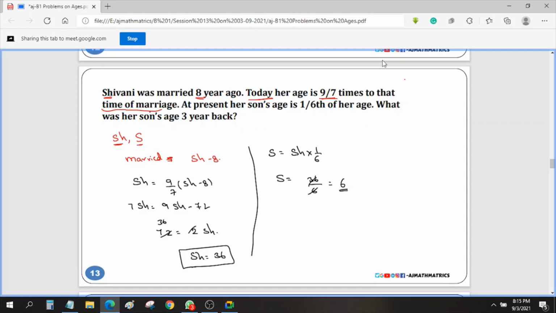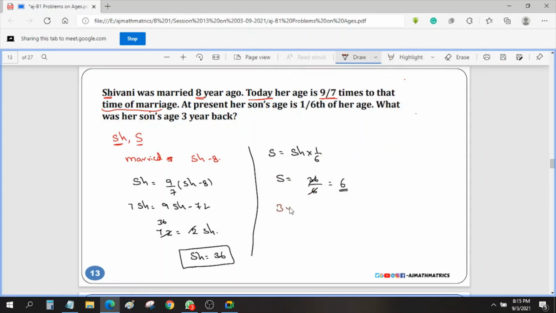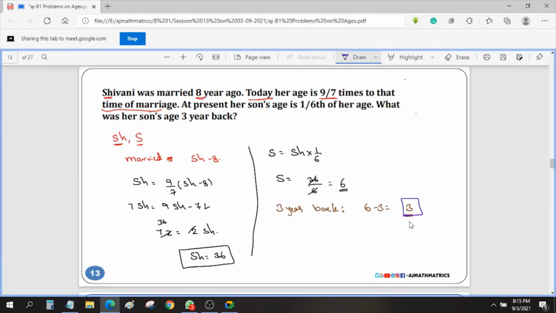What we are going to find out is the son's age 3 years back. 3 years back means 6 minus 3, that is equal to 3. So the son's age 3 years back is 3. Okay, very good Rohita, you did well.